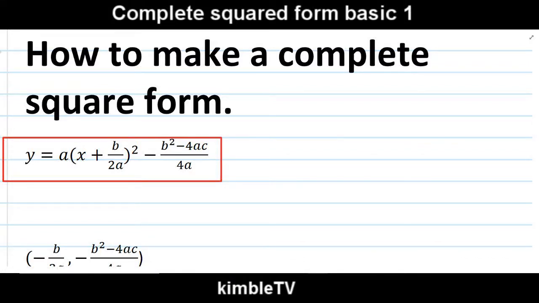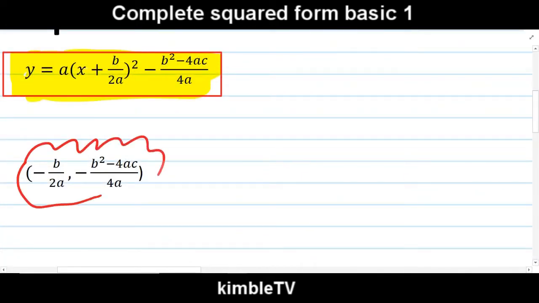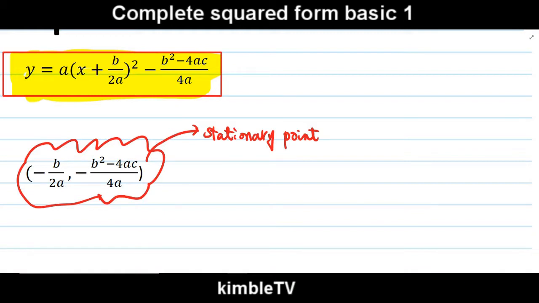Today's lecture is about how to make a complete square form. This is the formula of the complete square form, and this is the coordinates of the stationary point, which shows the maximum or minimum point of the parabola. This stationary point came from the complete square form.